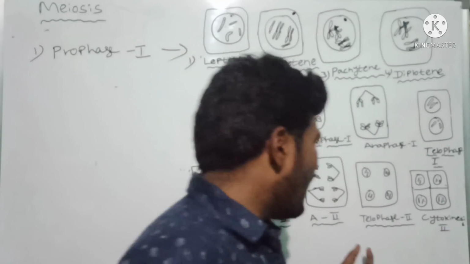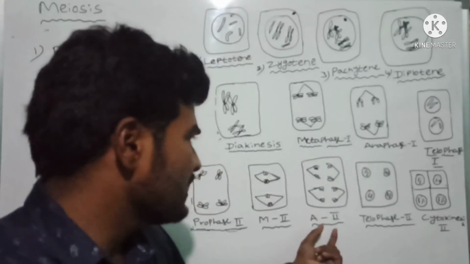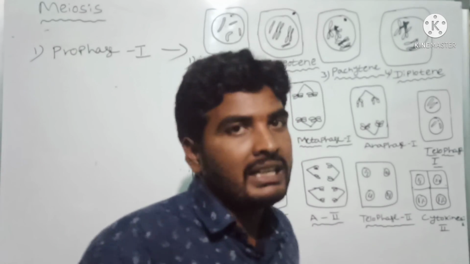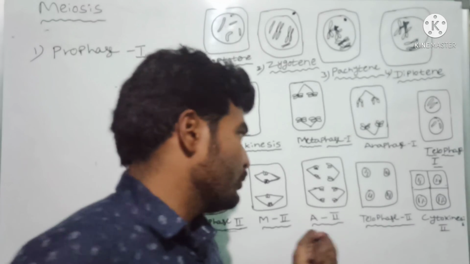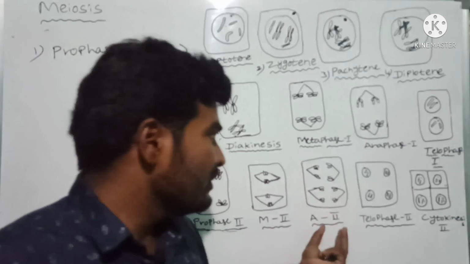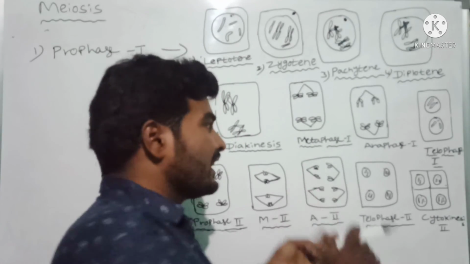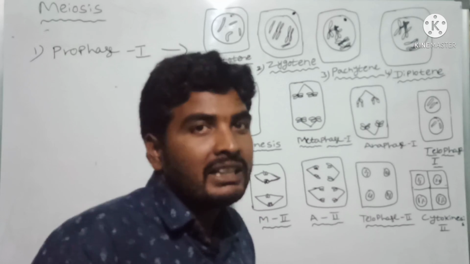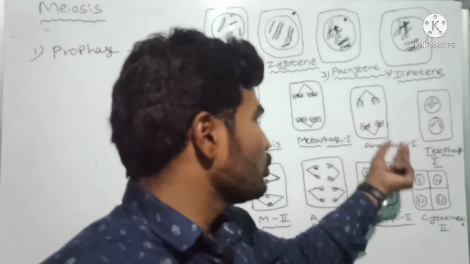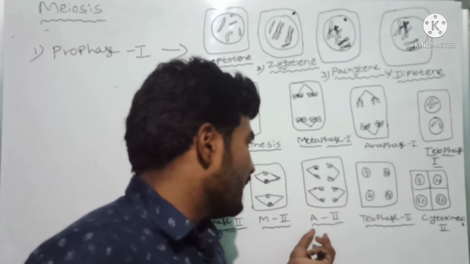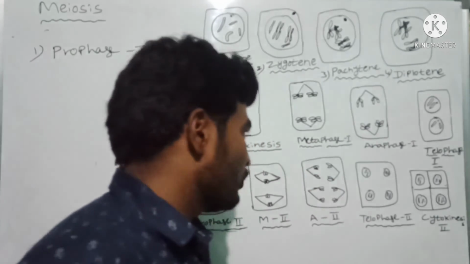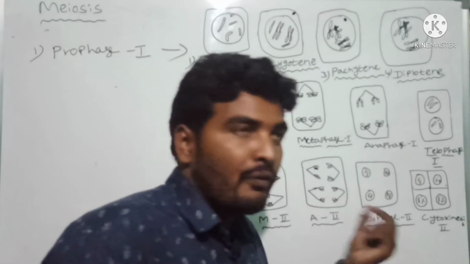Now anaphase 2. What happens? Splitting of chromatids. Division of the centromere starts in anaphase 2. Chromatids can move to opposite poles. In anaphase 1, chromosomes move to opposite poles, but in anaphase 2, chromatids move to opposite poles. Next stage, telophase 2.